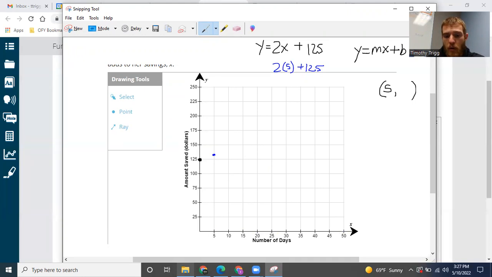well, I know it'll definitely work with 50 here. So let's figure out how much she'll have after 50 days of saving. So I'm going to replace this X with 50 in this case. So 2 times 50 plus 125. 2 times 50 is 100. 100 plus 125 is 225. So I know this point will be right here. So scratch that. We'll be using 50 comma 225. Okay, and you place that coordinate point there.